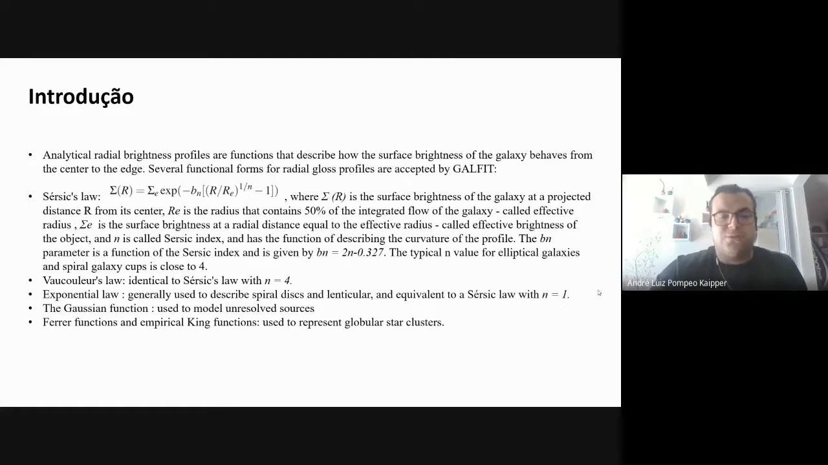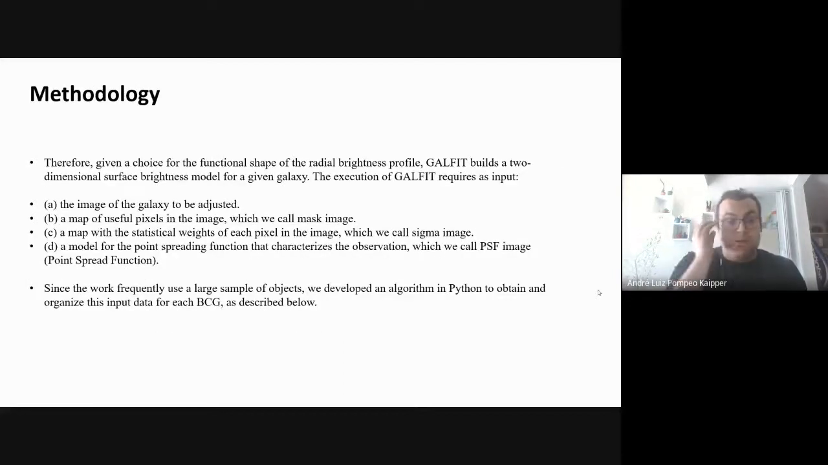The Gaussian function is used to model unresolved sources. Ferrers functions and empirical King functions are used to represent globular star clusters. So, in my work, I already said that I use the Sersic law.